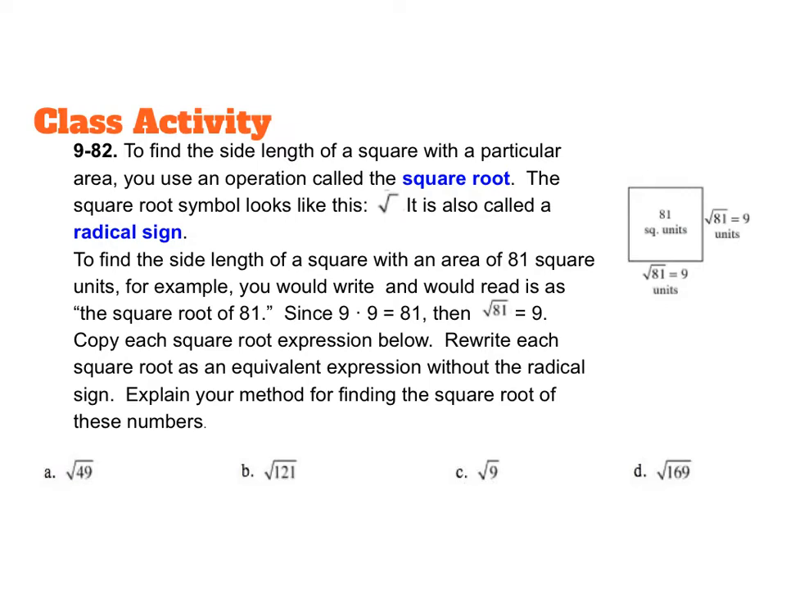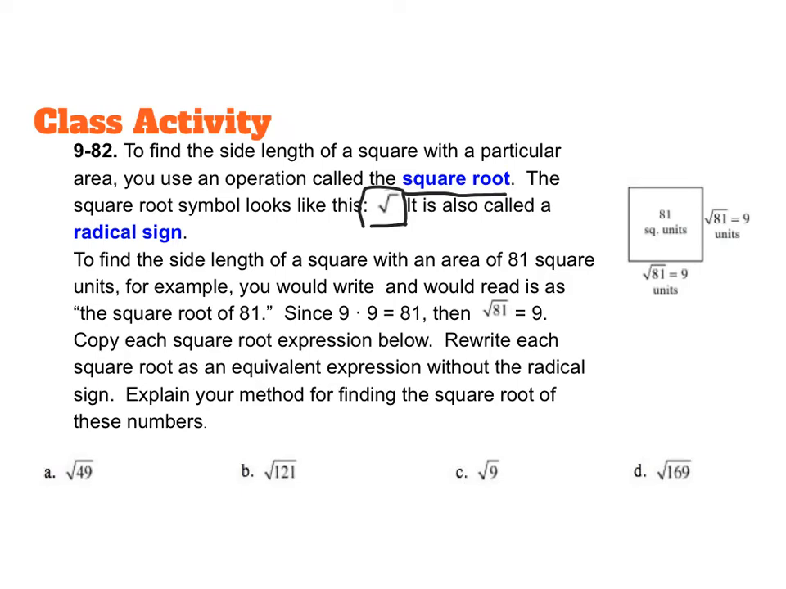So problem 82, find the side length of a square with a particular area. Use an operation called the square root. We've been using that already. The square root symbol looks like this, and it is also called a radical sign.